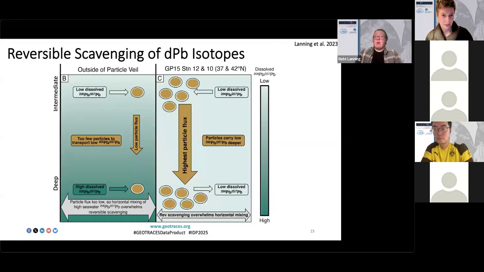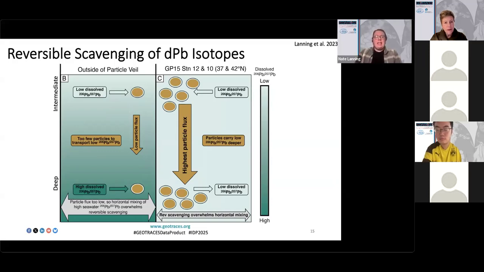Unlike in regions of high particle loading, such as at stations 10 and 12, and even at the equator, where we have very high particle loads, we have a strong anthropogenic 206 to 207 signature there, and all of those particles that are in high particle flux carry all of that anthropogenic signature throughout the entire water column. And then that horizontal mixing signature is just completely overwhelmed by the fact that so many particles are reversibly scavenging that low anthropogenic 206 to 207 signature at depth.